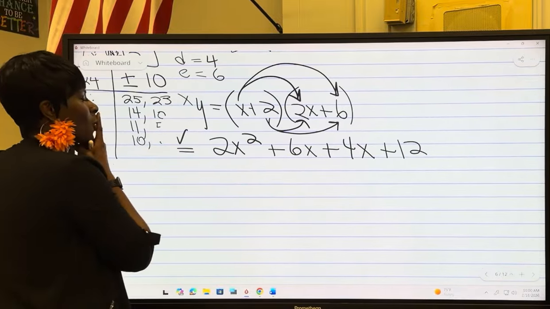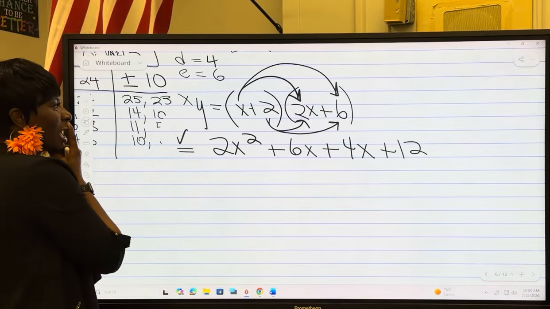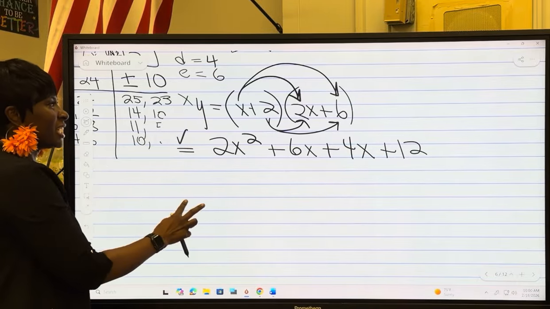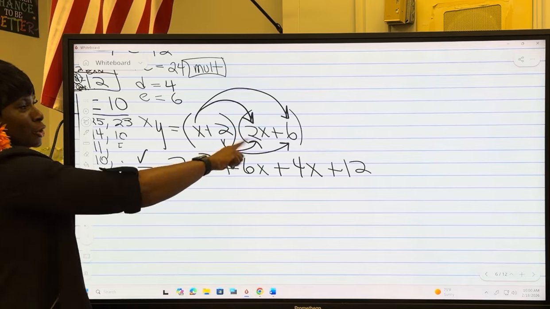Let's keep going. So what do I do now? We want to solve it, right? But I want to show you something before I solve it. This is factored, but it's not factored completely.